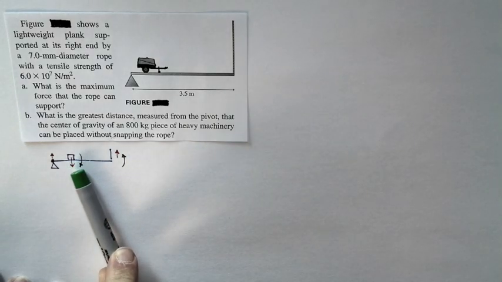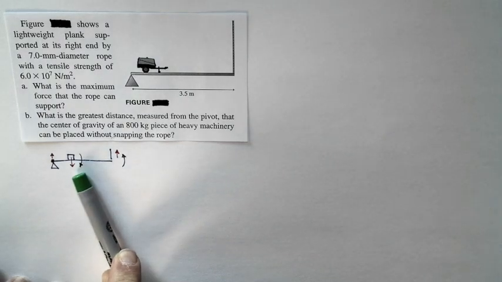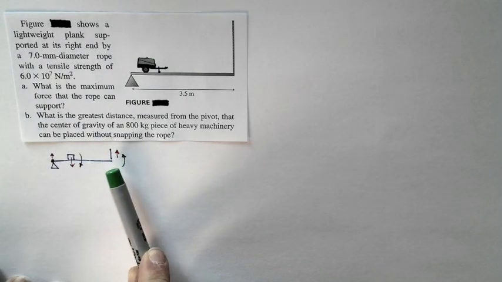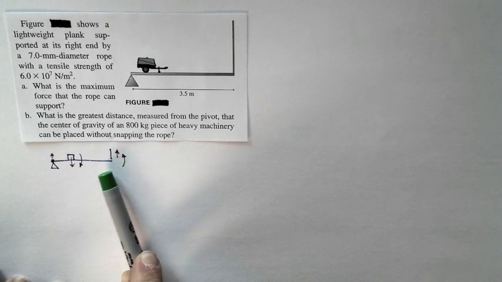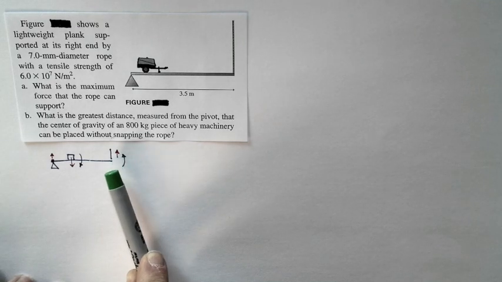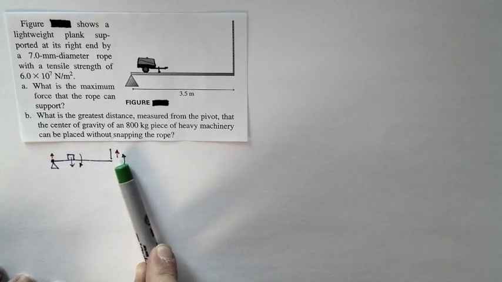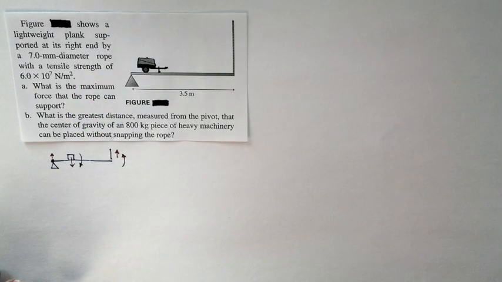Now, if the machinery gets moved further and further out, this torque gets bigger and bigger and bigger. What that means is the force provided by the rope is going to have to get bigger and bigger and bigger. So at some point, the machinery is going to be as far out as it can be before snapping the rope, because the rope is going to have a certain maximum force that it can support, and that's related to its tensile strength. So that's what the problem's dealing with.